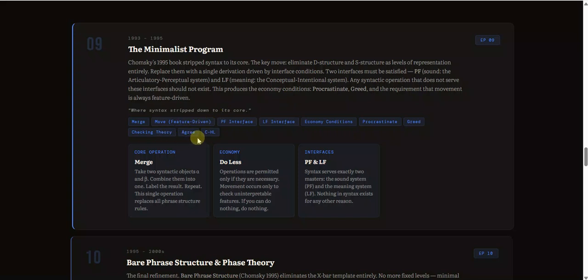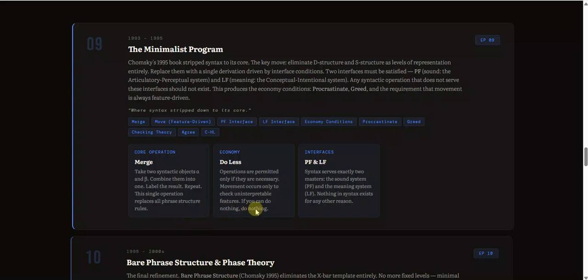Checking theory, Agree, and CHL, that is the computational system. Core operations: Merge takes two syntactic objects, alpha and beta, combines them into one, labels the result, and repeats. This single operation replaces all phrase structure rules.